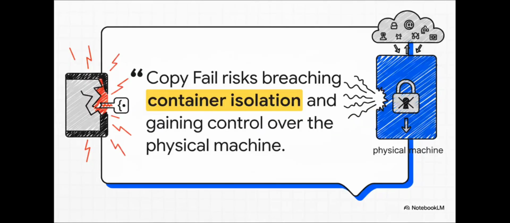Listen to this stark warning from Kaspersky. They note that Copy Fail poses a risk of breaching container isolation and actually gaining control over the physical machine. This is the absolute nightmare scenario for modern cloud architecture, guys. They aren't just compromising a single container sandbox. They're using this tiny script to smash right through the container walls and hijack the underlying physical host machine, along with potentially everything else running on it.